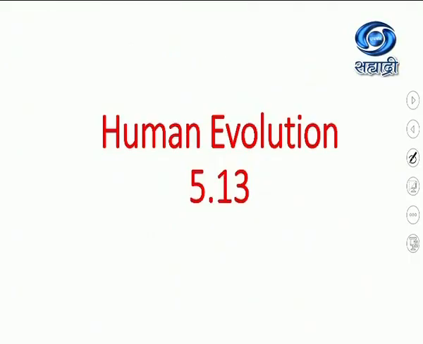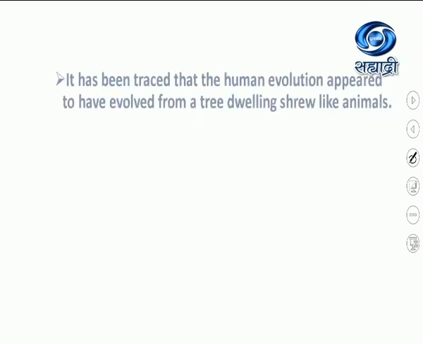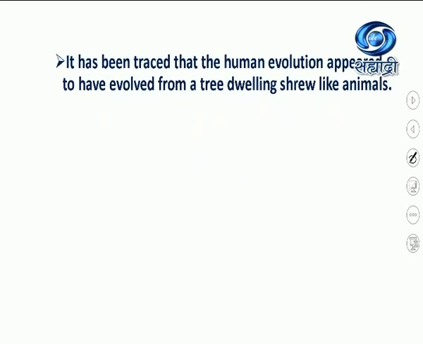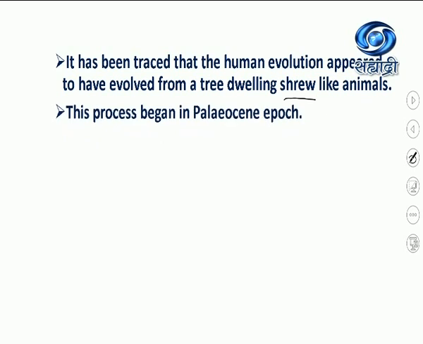Yes, students. So let us begin with the journey of human evolution. Some points I'll be revising again. So human beings initially originated from a shrew-like animal. Shrew, like a rat, like a mouse, but that lived on a tree. It was a tree-dwelling animal.